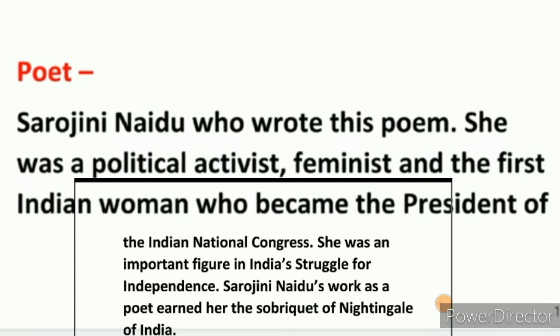Sarojini Naidu's work as a poet earned her the sobriquet of Nightingale of India, and she was the woman who was initially chosen as the president of the Indian National Congress, and also she has been an essential poet and writer from India. Because of her work she has earned the sobriquet of Nightingale of India. So that is what she had been awarded.